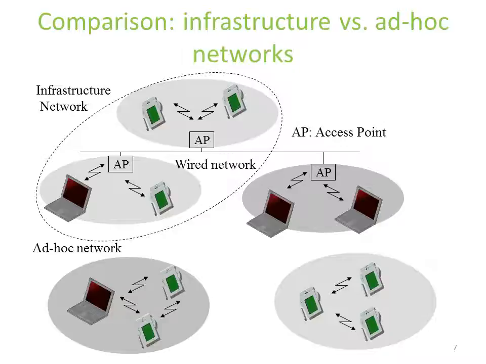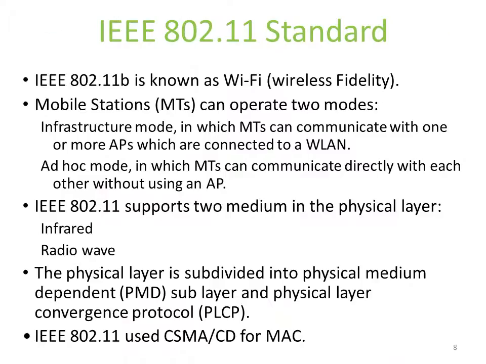This picture shows the difference between an infrastructure network and an infrastructureless network. An infrastructure network may contain access points, whereas infrastructureless networks, that is ad hoc networks, do not contain any access points. We can define some different types of standards like the IEEE 802.11 standard. IEEE means Institute of Electrical and Electronics Engineers. That is 802.11. It is organized by a USA based organization.